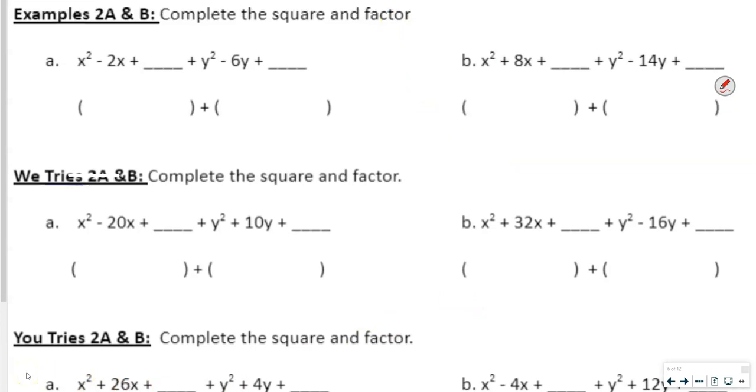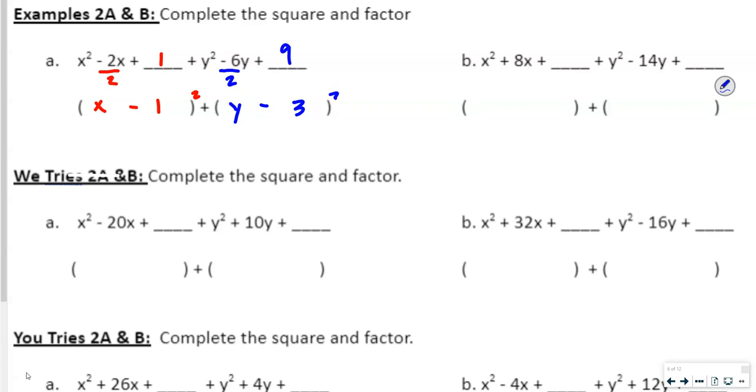Okay, so once again, same process, y'all. Dividing the negative 2 by 2, that's going to give us x minus 1 squared. Square that negative 1, and that's going to give you 1, right? And then we're going to do this other side over here too, with our y. So we're going to do negative 6 divided by 2. That's going to give us y minus 3 squared. And then negative 3 times negative 3 is 9.